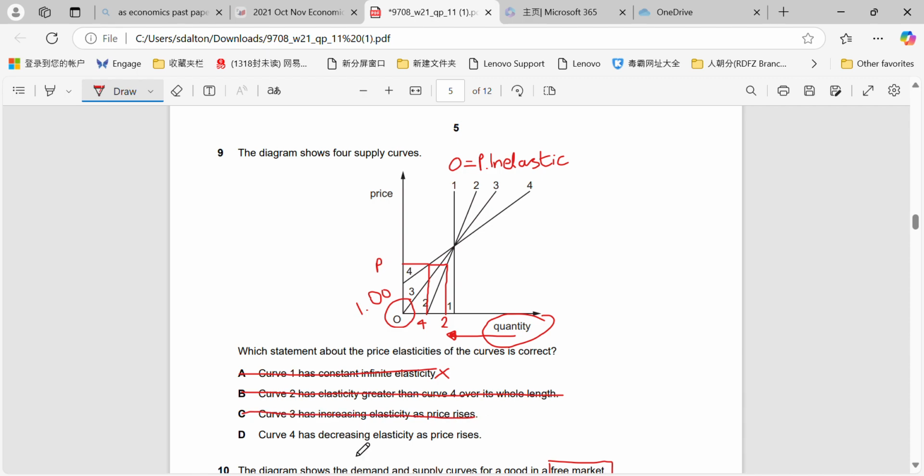Curve 4 has decreasing elasticity as price rises. That's true, and how do we know? As we said here, the further we go up with the price, if we take a price point up here, the further we're moving to the right, which means that the quantity will be a larger number. And if the quantity is a larger number, then it will result in a smaller percentage change in quantity, which will make it more inelastic.